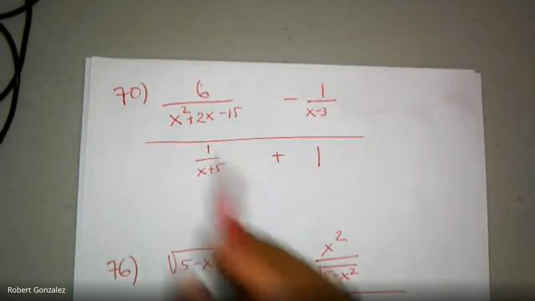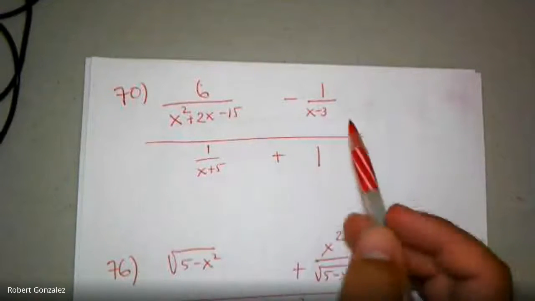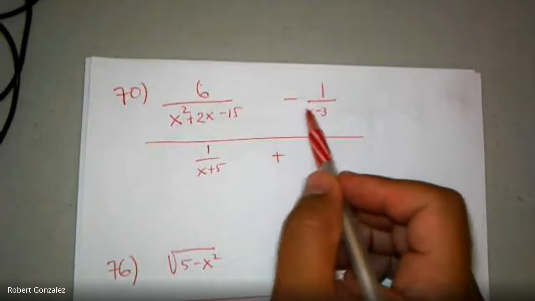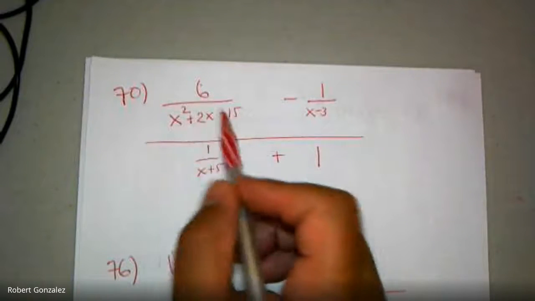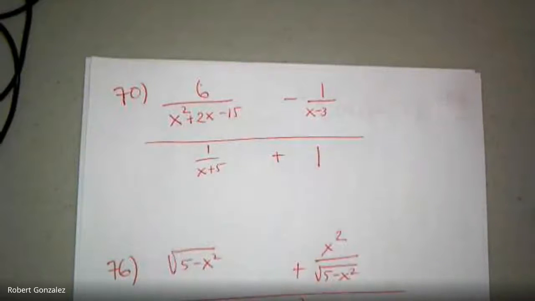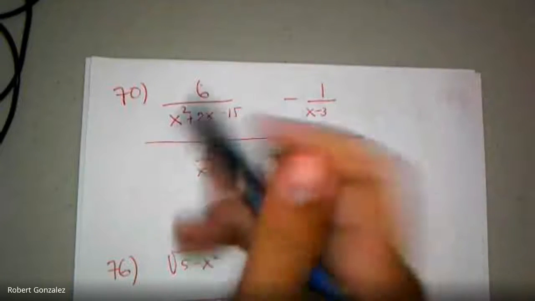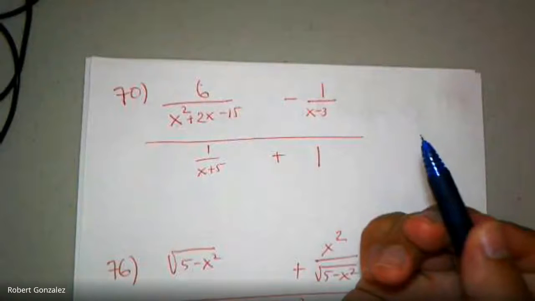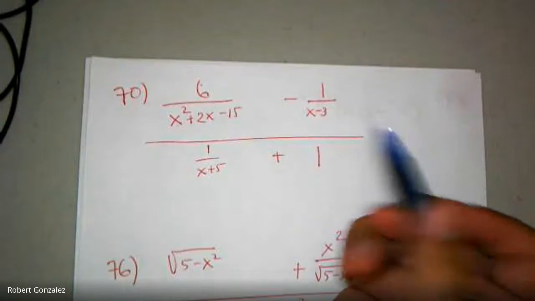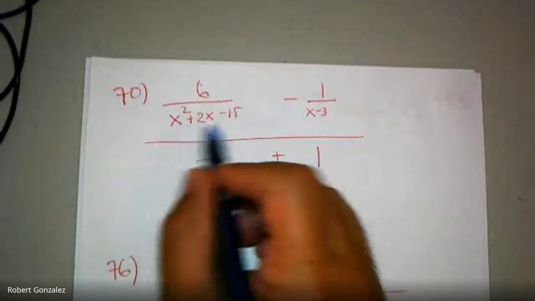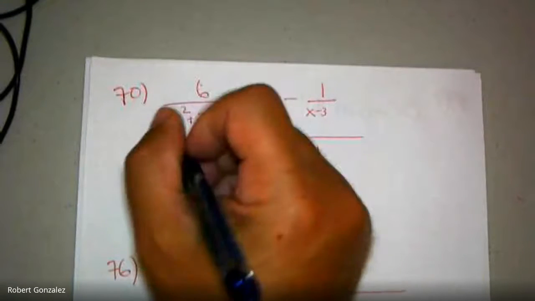Look at this problem on top. I need to get the least common denominator of x minus 3, x plus 5, and look at this mess. Oh my goodness. I've got to factor this in order to even do the least common denominator. So, are you good at factoring these? Yeah. Okay, good. Then I'll just write it out.